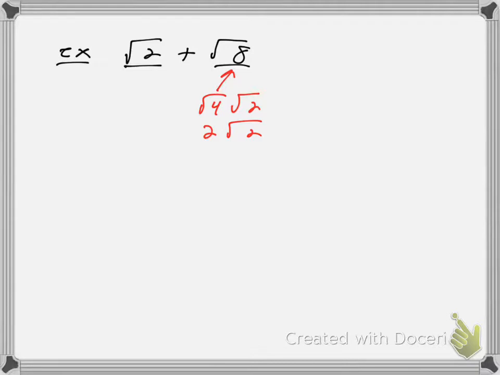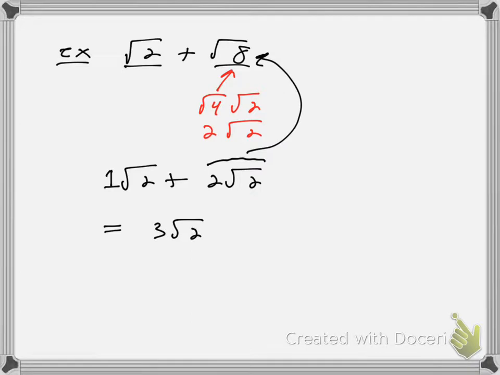Okay? So if I do that now, I get square root of 2 plus 2 square root of 2. This 2 square root of 2 is the same as square root of 8 simplified. Well, this square root of 2 actually has a 1 in front of it, doesn't it? We don't write the 1, but it's there. So this equals 3 square root of 2 in the end.